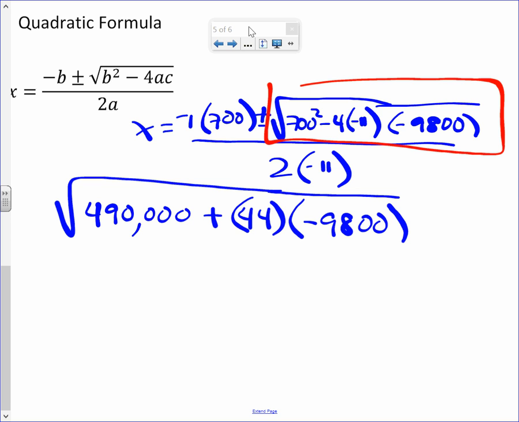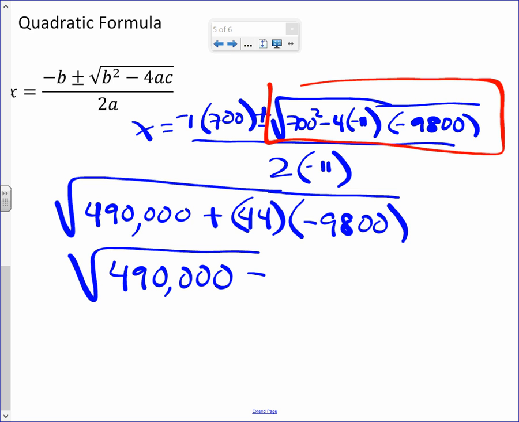Now, should I add or multiply first? 44 times 9,800. It'll be a negative value. Watch this. The negative value is negative 431,200. Stay with me.